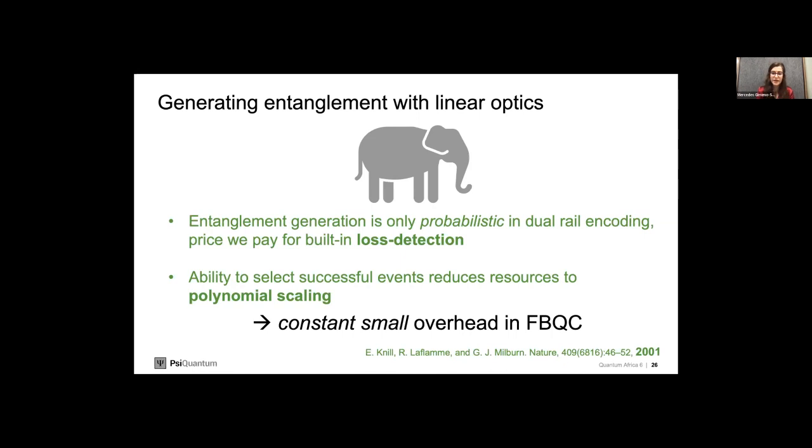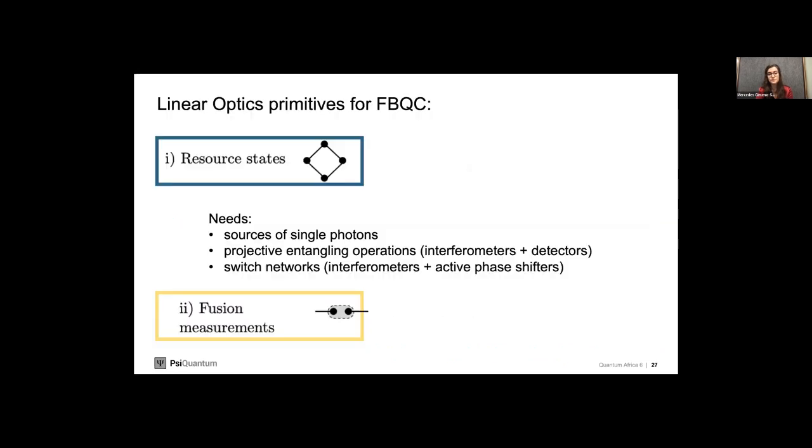So this idea that being able to select successful events, instead of having this compounding of probability, really enables you to have a scalable quantum computer. But now, of course, when we talk about scalable, we just talk about polynomial scaling. You really care about what the constant is, what the overhead of that scaling is. And for FBQC it is constant and small.